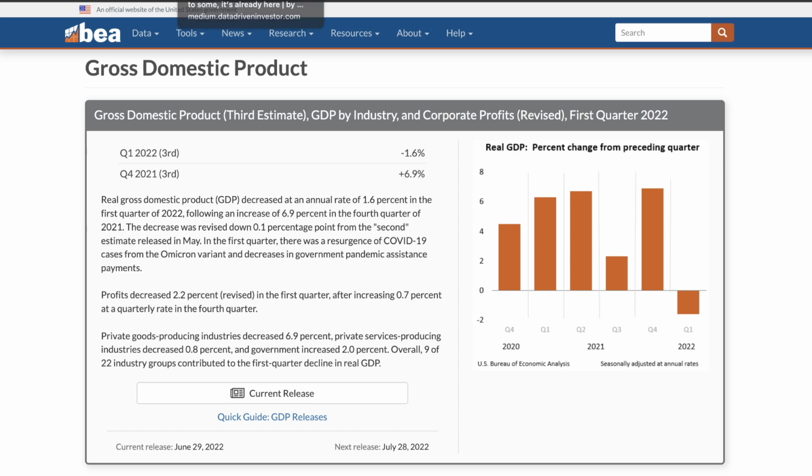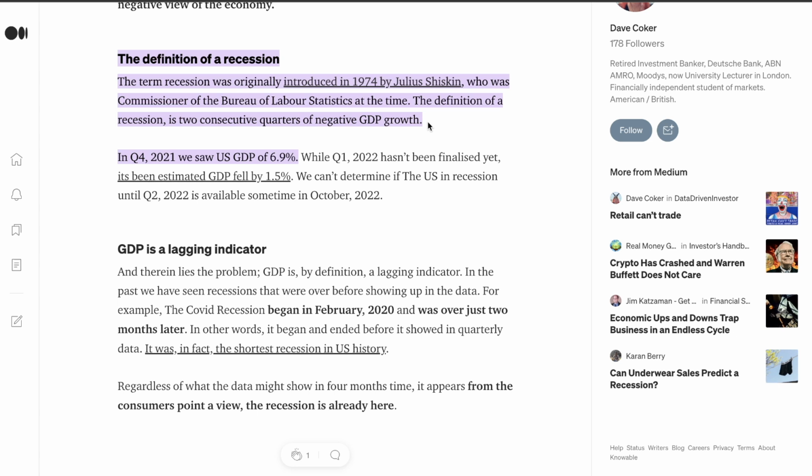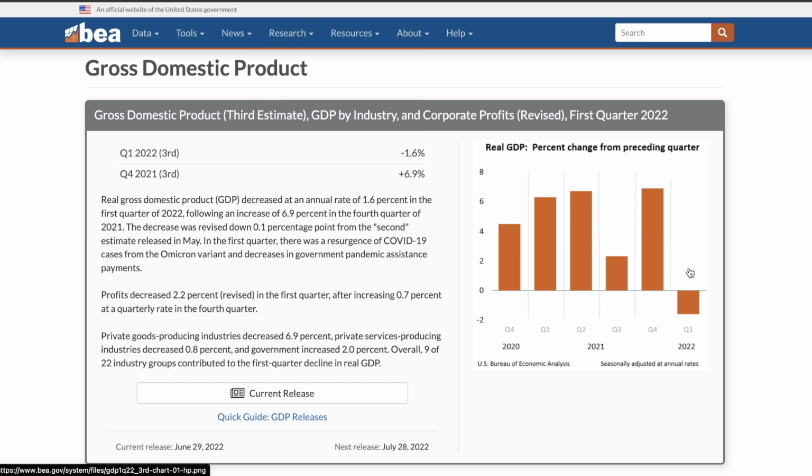And what data do we have to prove that? We've got this right here. The term recession was originally introduced in 1974 by Julius Shiskin, who was commissioner of the Bureau of Labor Statistics at the time. The definition of a recession, listen carefully here, is 2 consecutive quarters of negative GDP growth. Okay, we have officially got our first negative quarter of GDP growth, down 1.6%.